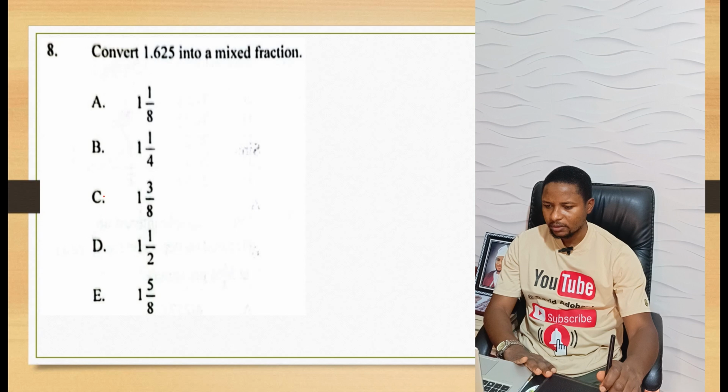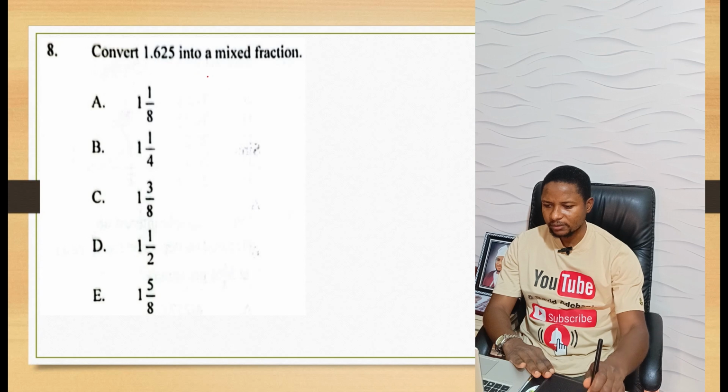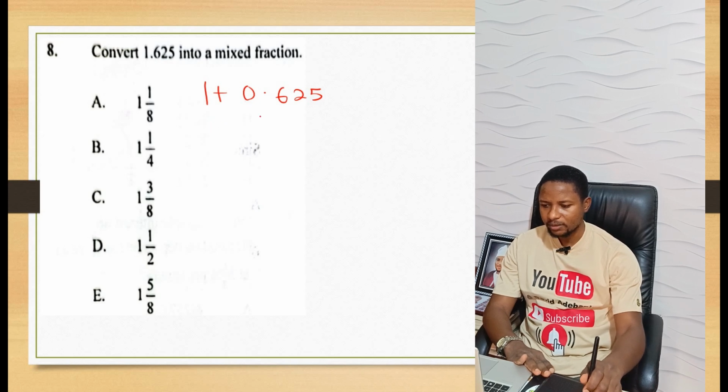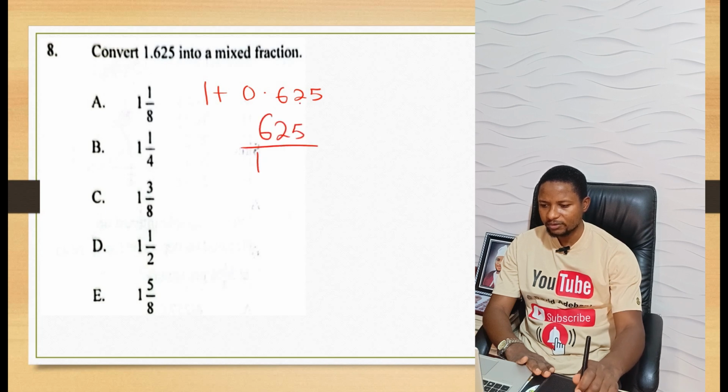Question 8. Convert 1.625 into a mixed fraction. So what is important is for you to separate the whole number, which is 1, plus 0.625. So focus on this because all of them have 1, 1, 1, so you don't need to carry this one along. When you finish, you know you have to put it back. So if I want to change this to fraction, I have 625 out of 1 because the decimal point is 1, then the 3 digits after the decimal point as 0, so over 1000.